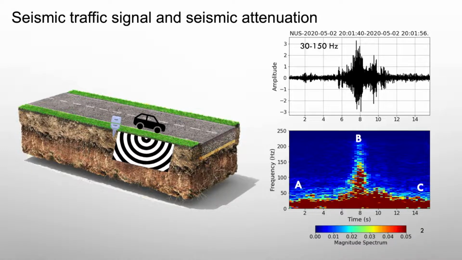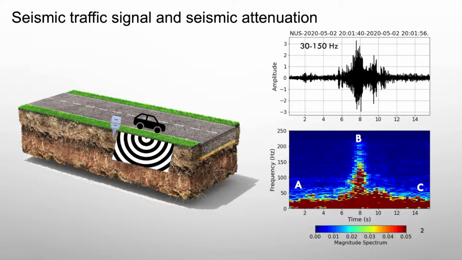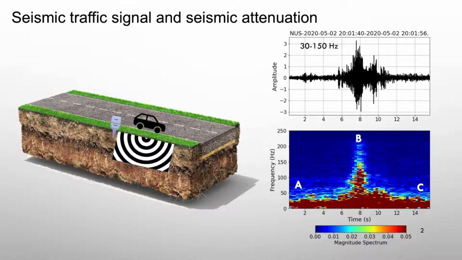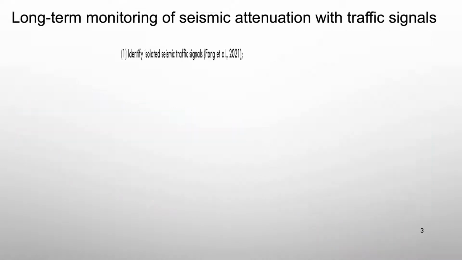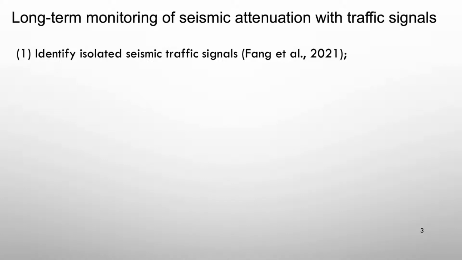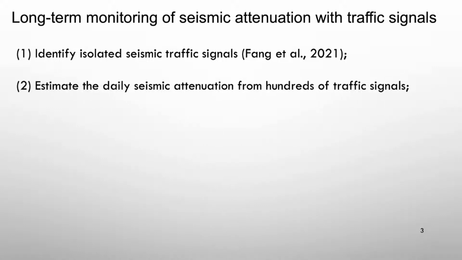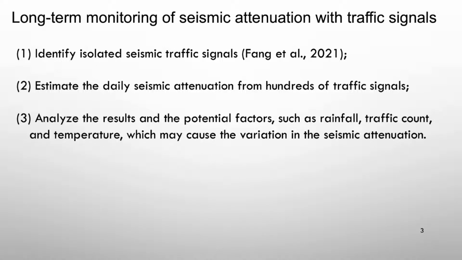The decrease in amplitude of the seismic wave is called seismic attenuation. The waves are largest where they are generated, and gradually get smaller as they move away. With this free and easy to collect seismic traffic signals in the urban environments, we want to identify the isolated traffic signals and extract the seismic attenuation over time from them to see if they vary with time. Besides, we want to explore what are the factors that may cause these variations.